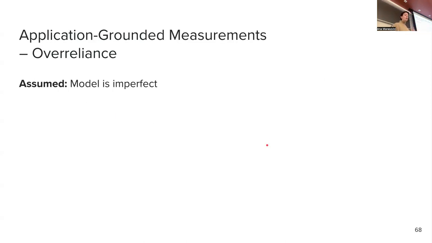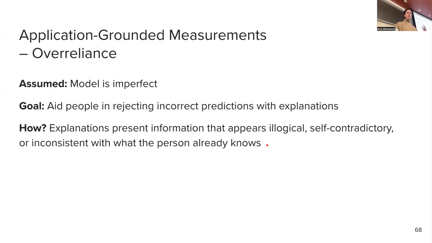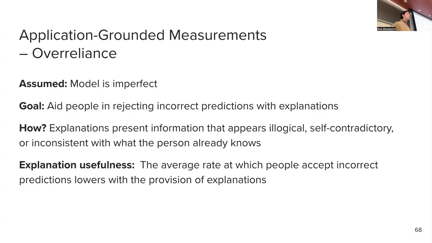Other side of the coin, over-reliance. We know that a model is imperfect and we want to guide people in rejecting incorrect predictions. And here the idea is that if the model is incorrect, its reasoning will be flawed. It will have some contradictions. It's going to show us information that appears illogical or contradicts what we know about the world.